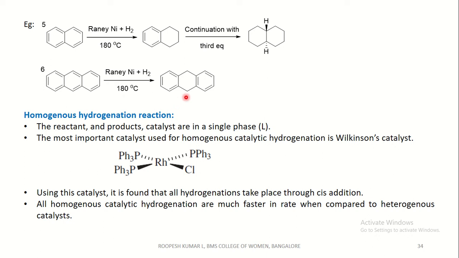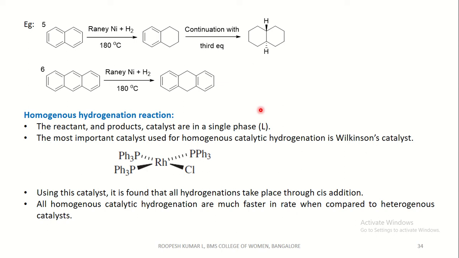We get 9,10-dihydroanthracene. This is the 9 position, this is the 10 position. This tetralin is also called tetrahydronaphthalene.